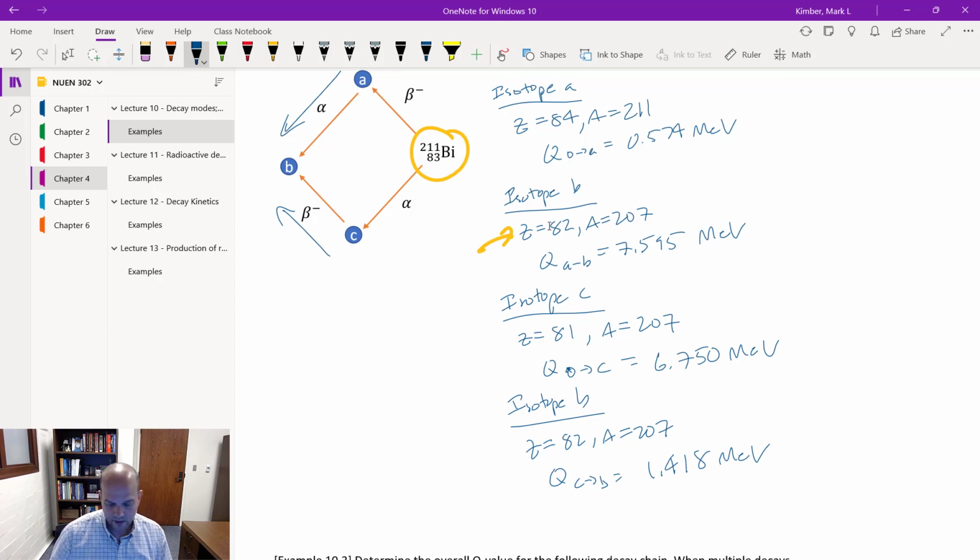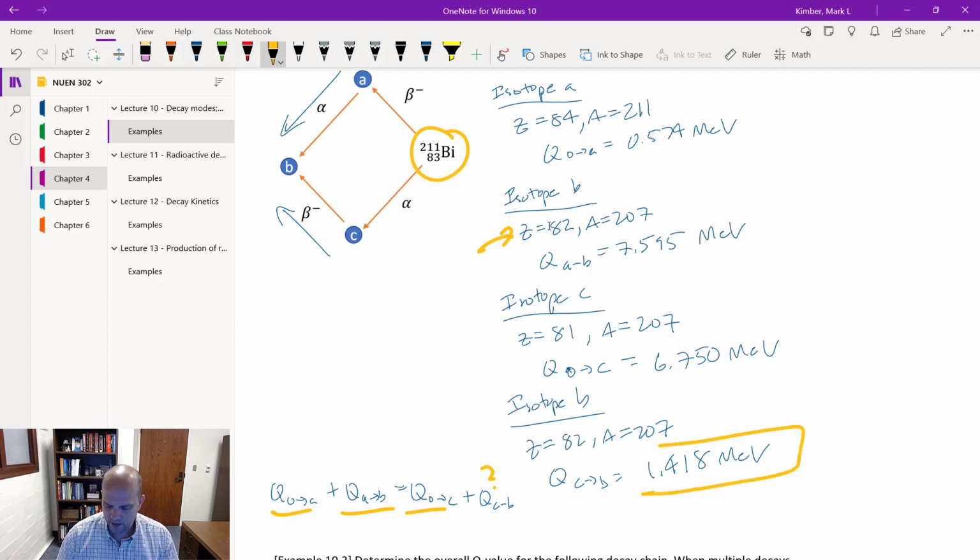And we could have approached this a different way. Since this is a loop, so to speak, we could have said that the Q value from 0 to A plus the Q value from A to B has to equal the Q value from 0 to C, that alpha decay, plus the Q value from C to B. So we could have operated this just by calculating these three and then not knowing that one, and we will find out that we get the exact same answer in both cases.